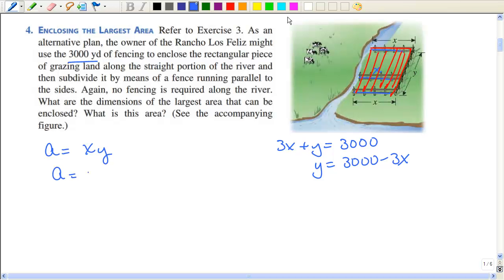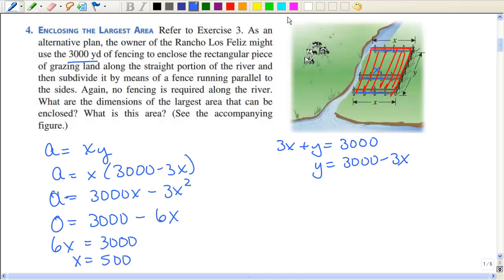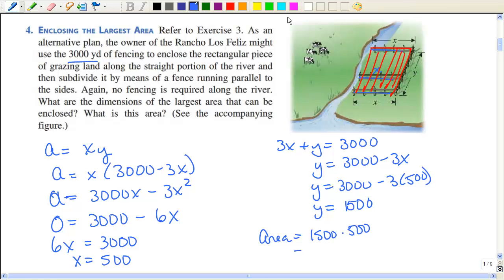We're going to substitute into the other equation that we're asked to maximize. We're going to take the derivative and set it equal to 0. So I get x to be 500, and that gives me a y value of 1,500. So those would be my dimensions, and then it asks for the area, which would be 1,500 times 500, which would be 750,000 square yards.